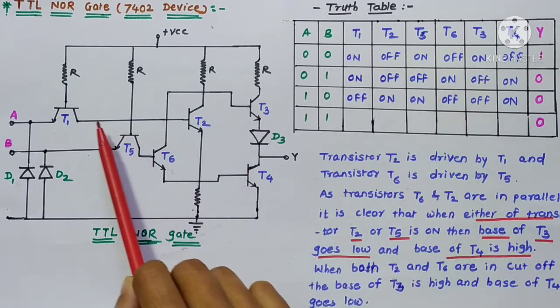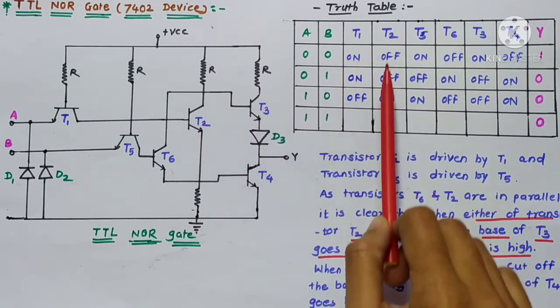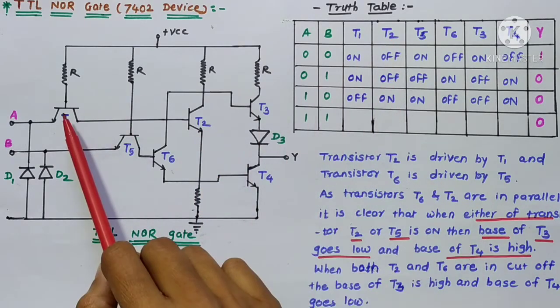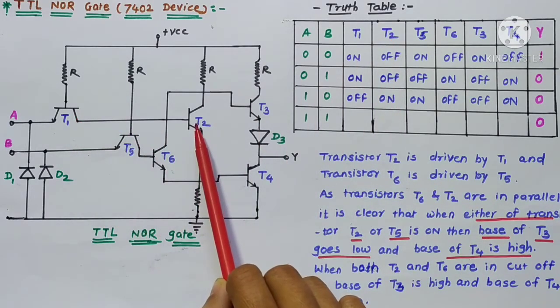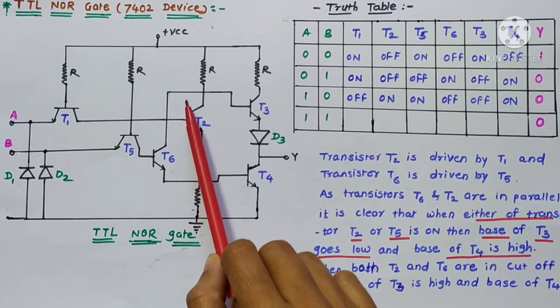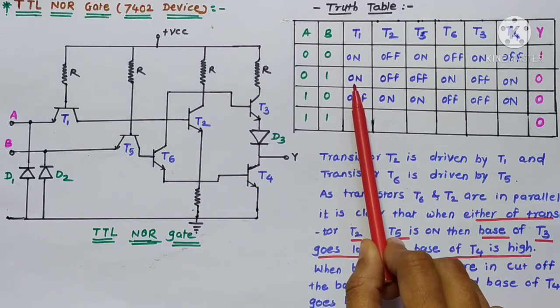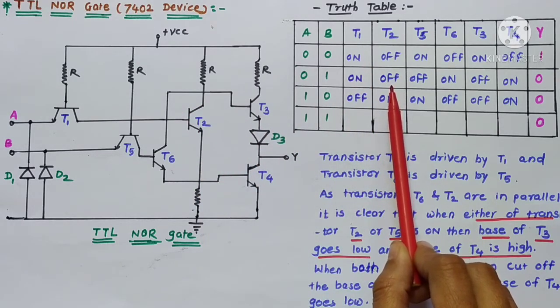Okay students, at the same time transistor T2 is also off, because the collector of T1 is at low. That's why this T2 is in off state. So, T1 switches on, it will make T2 switch off.